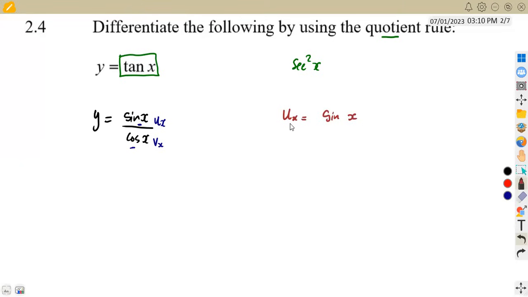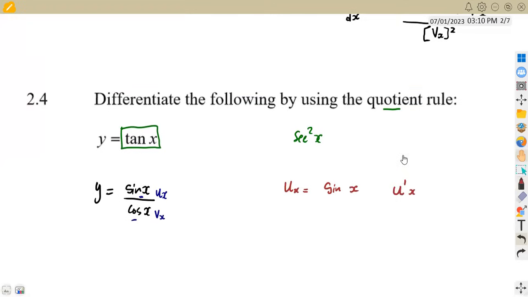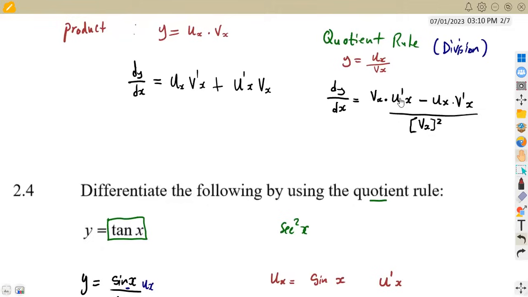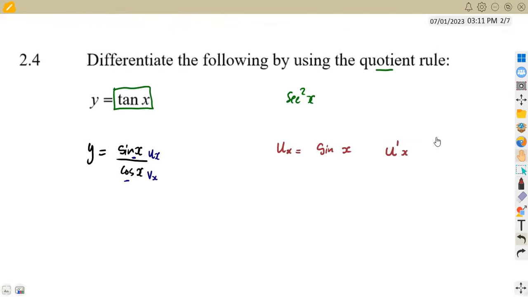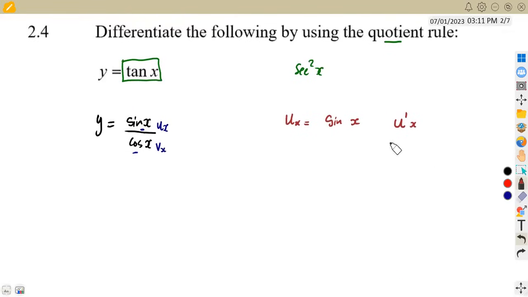And from the u(x) that we said is sine of x, we need its derivative from our formula. Here we need the derivative of u, and we also need the derivative of v. So we are going to find the derivative, using our standard form. Remember from our standard form, sine changes to cos. So the derivative of sine gives us cos.